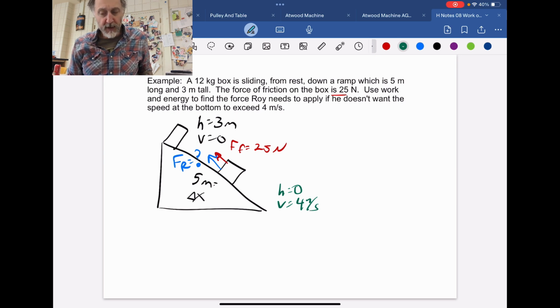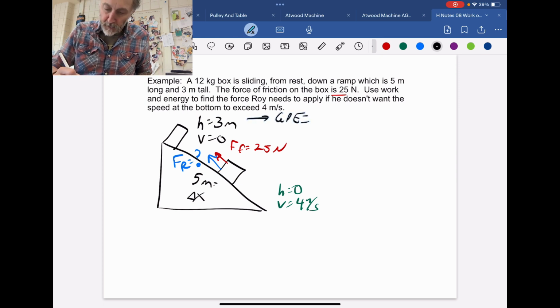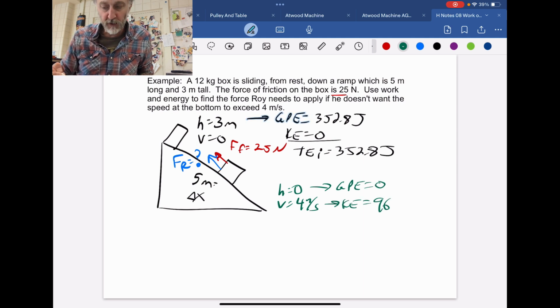So we're going to kind of do the same thing. We're going to find the total energy at the top and the total energy at the bottom. If you do this, this GPE here turns out to be 352.8 joules. The kinetic energy at the beginning is 0. That means the total energy initially is 352.8 joules. Now, when you get down to the bottom, the GPE is 0, but we've got some KE totaling 96 joules. Here I'm just doing mgh and 1/2 mv squared. I'm not writing all that out because you hopefully know how to do that by now. So this total energy is only 96 joules.